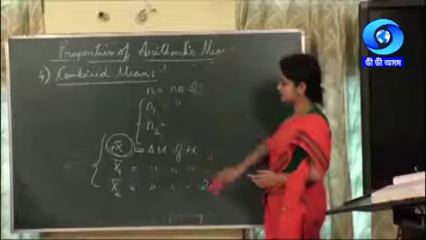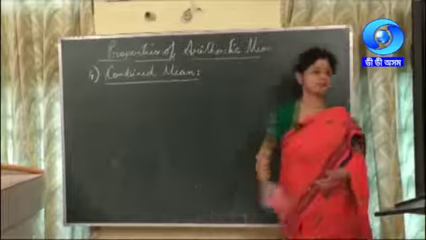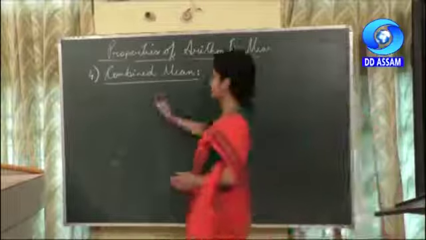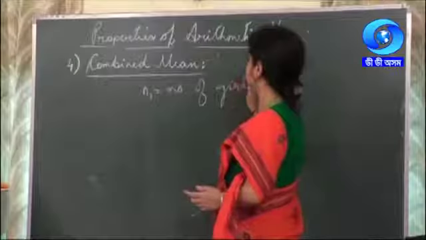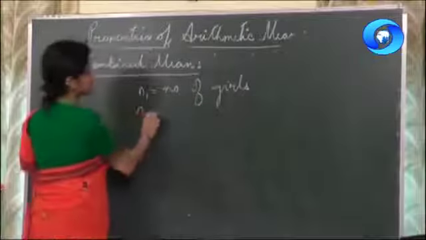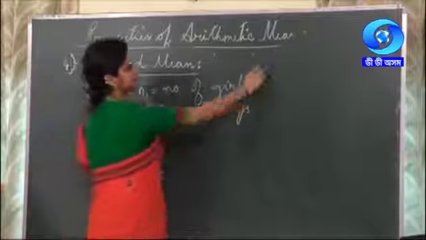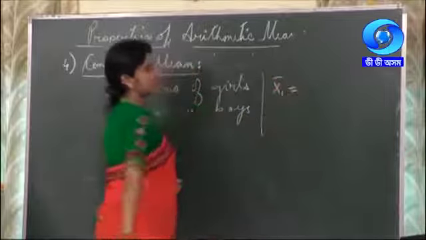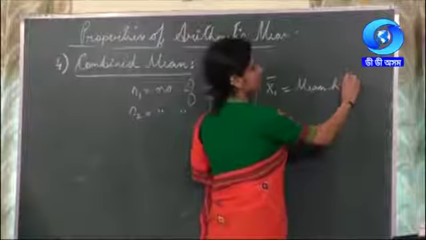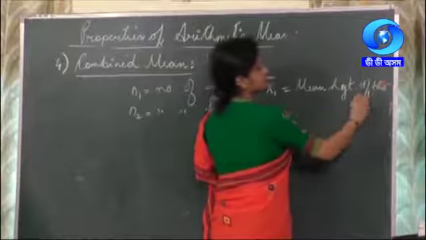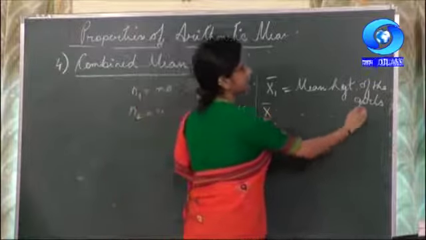All right, so just to make it all the more easier, let us say in a classroom of CMST class we have girl students as well as boy students. So let n1 be the number of girls in the classroom, n2 be the number of boys in the classroom. Let x1 bar be the mean height, that is arithmetic mean height of the girls, and x2 bar be the mean height of the boys.